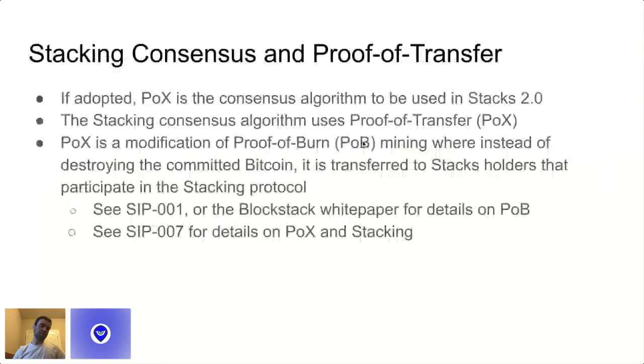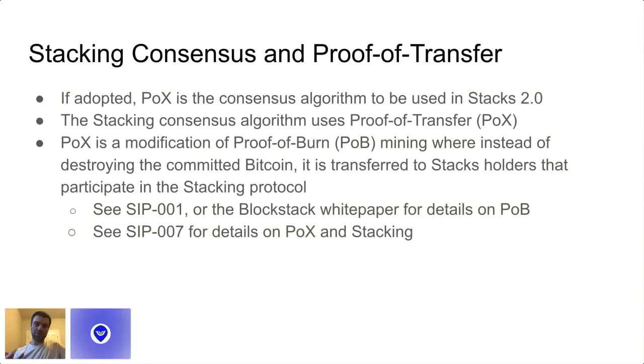So, the stacking consensus algorithm and proof of transfer, which is the mechanism behind the stacking consensus algorithm, is a process that, if adopted, will be used in the Stacks 2.0 blockchain. Proof of transfer is a modification of proof of burn mining, where instead of destroying the committed Bitcoin, miners transfer that Bitcoin to Stacks holders who are themselves participating in the stacking protocol.